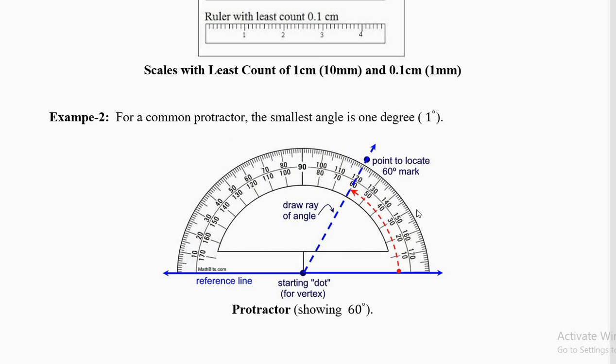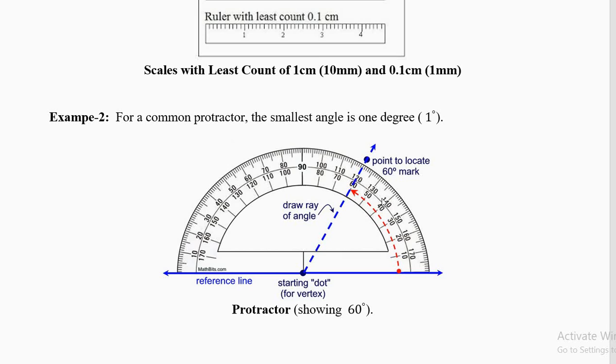A protractor helps you to measure the angle, and this is a half circle protractor, so it is 180 degrees. It is divided into 180 degrees. You can see it is 10 degrees, 20 degrees, 30 degrees. It goes on up to 90 degrees, then 180 degrees. So the least count here is 1 degree. We cannot say that it is in the middle, like 59.5 or 60.5. You have to choose one number, either 59 or 60 or 61.